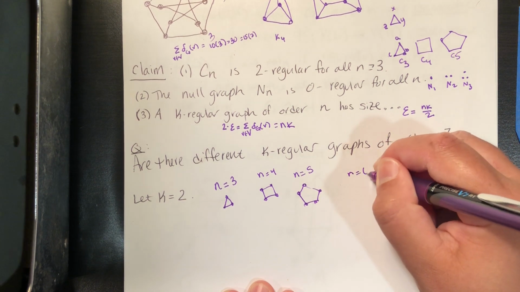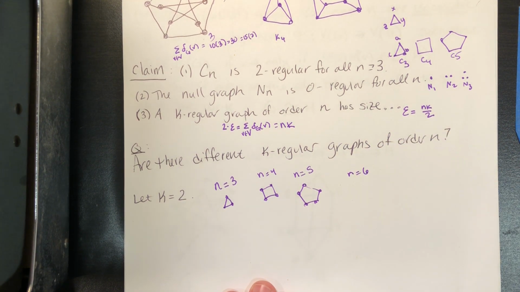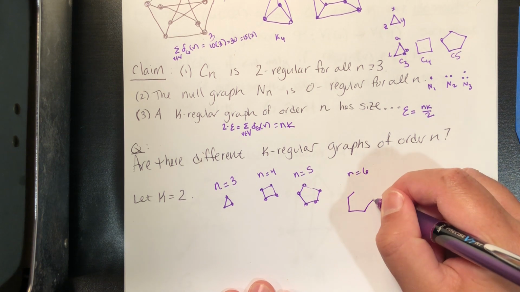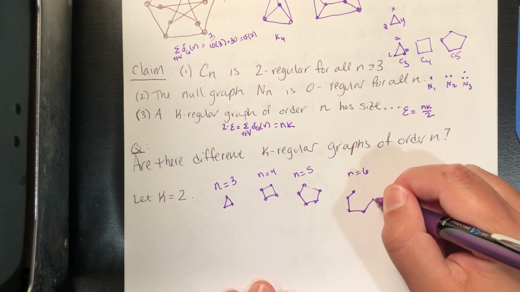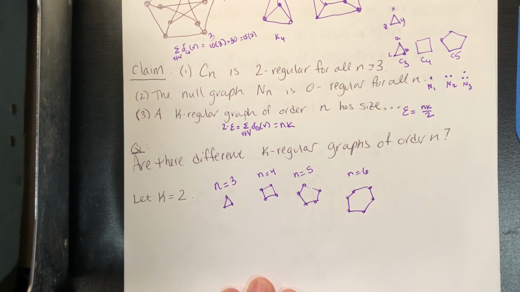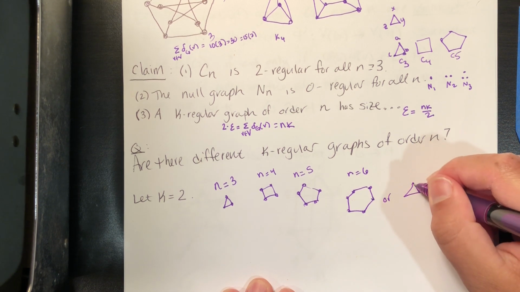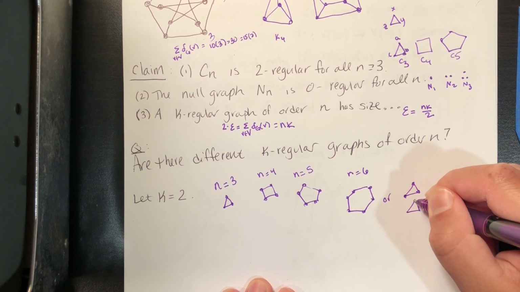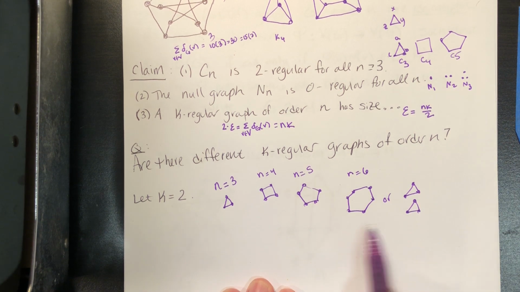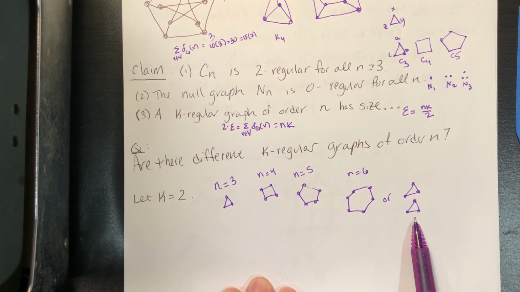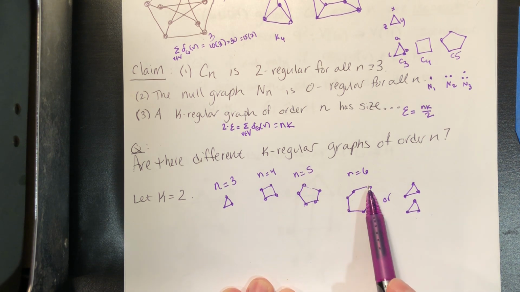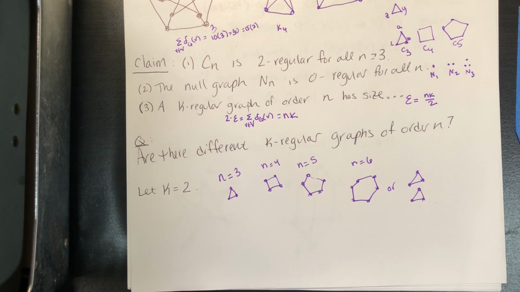But when n is equal to 6, I claim there's actually 2 different 2-regular graphs of order 6. One, of course, would be the cycle graph of order 6. Let's see, 1, 2, 3, 4, 5, 6. But we could also have this disconnected graph, which is also 2-regular. These are clearly different graphs from each other since one's connected and the other is not connected, but they're both order 6, they both have 6 vertices, and they're both 2-regular because in both of these graphs, every vertex has degree 2. So it is possible to have different k-regular graphs of some fixed order.